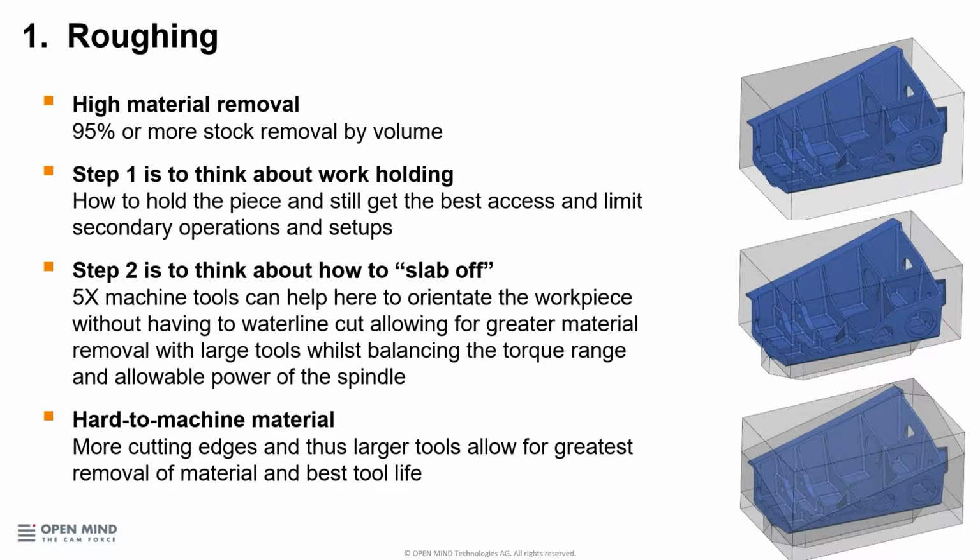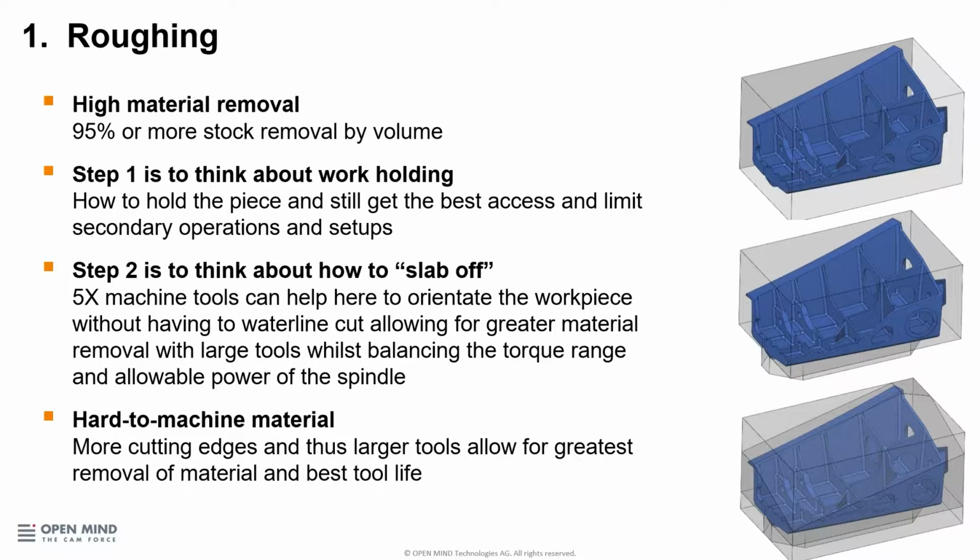So what we don't want to do is to have too many secondary operations and setups to machine this part. We're trying to machine this part as best we can in one setup. So step two is how we remove that material in an efficient way. I call it how you slab off this material.